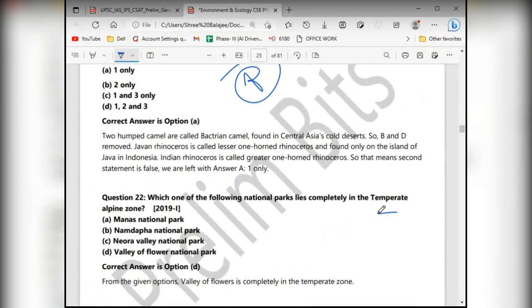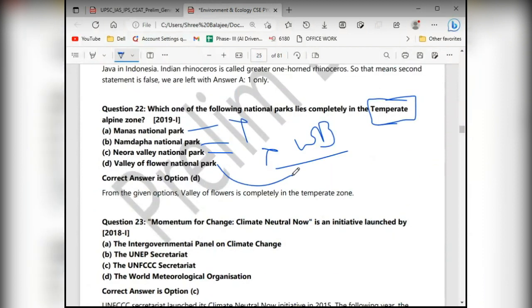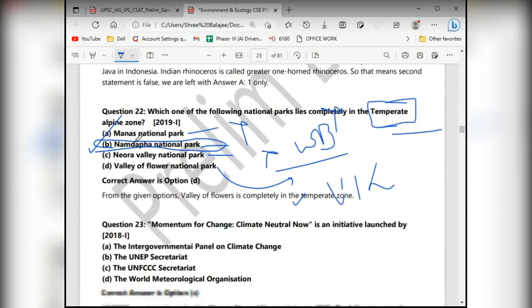Then temperate, completely in temperate. So ये भी हमने कल बहुत discuss किया था detail में. So Manas नहीं होगा Assam में, and Assam doesn't like the temperate zone. Then Namdapha, Neora. Okay, Neora again no, क्योंकि ये West Bengal में, so it doesn't like there. And Valley of Flowers in UK, and because UK lies in the Alpine Arctic zone, so yeah, that makes this answer correct. But suppose अगर यहाँ पे completely नहीं होता और tropical वगैरह होता, ठीक है, so in that case Namdapha could have been the answer.